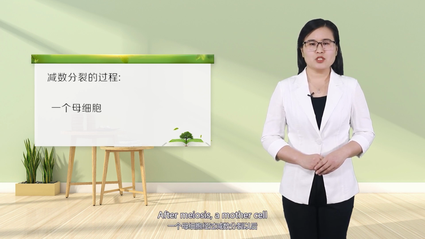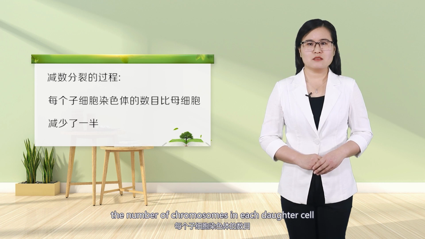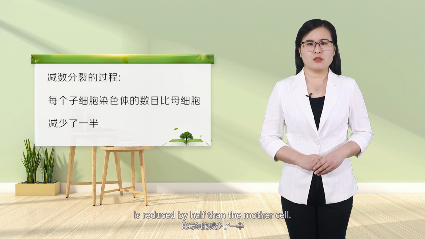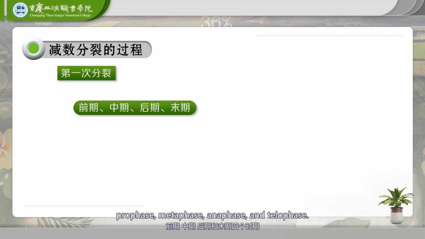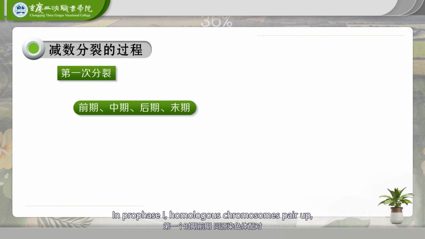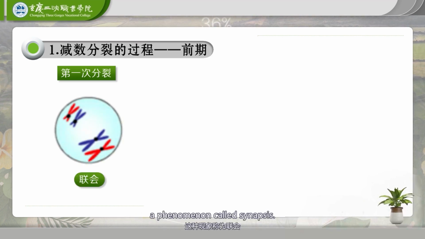After meiosis, a mother cell yields four daughter cells. The number of chromosomes in each daughter cell is reduced by half compared with the mother cell. So it's called meiosis. Now, let's look at the process. First, there is the first division, which, like mitosis, is divided into four stages: prophase, metaphase, anaphase, and telophase. In prophase I, homologous chromosomes pair up, a phenomenon called synapsis.